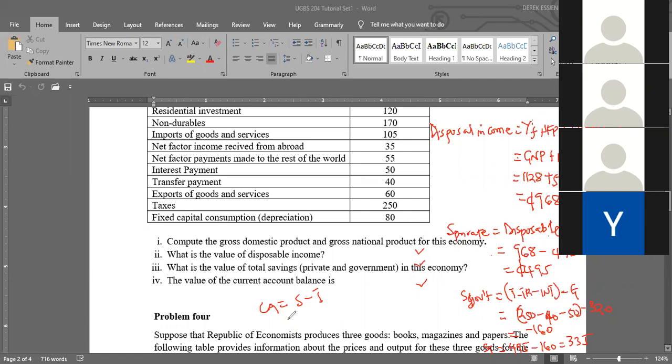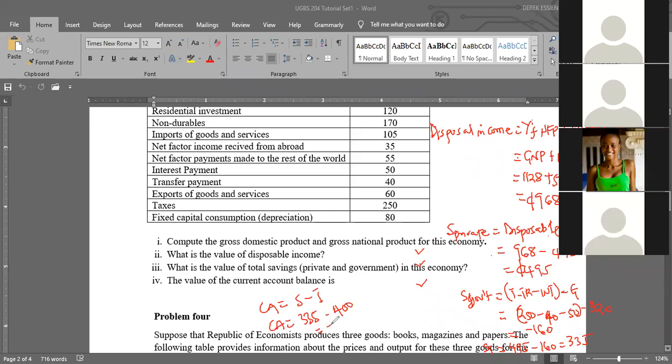So basically, the whole of this is formula work. You can say that our CA is equal to our total savings, we said 335, minus what our investment was? 400. Was it 400? Investment was 400, residential and business fixed investments, right?